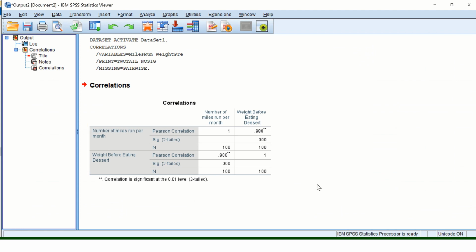So the first thing I look at is whether or not it's significant. This is extremely significant, right? I mean, the P is definitely less than 0.05, less than 0.001 actually. And our Pearson R is 0.988. So let's interpret this finding.